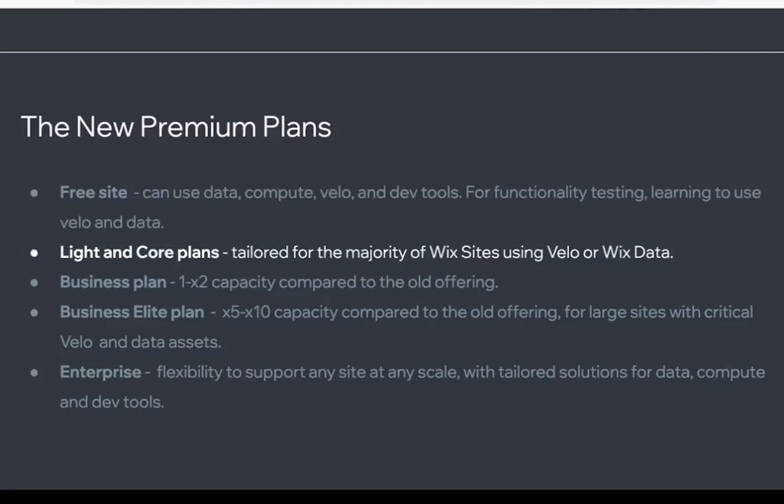Then we have code and have a simple backend logic implemented. We also have a business plan. This plan provides 1 to 2 times the capacity of the old offering, and this is great for most large sites. It is for the sites that have large collections, they use Velo and they have backends.